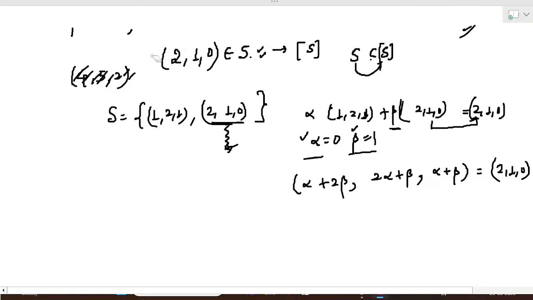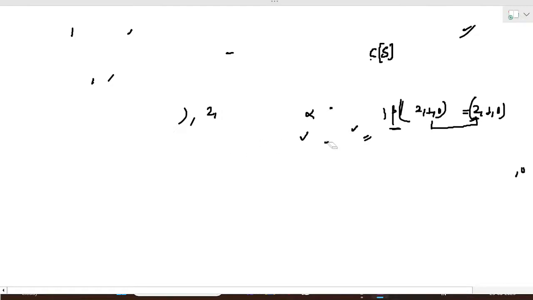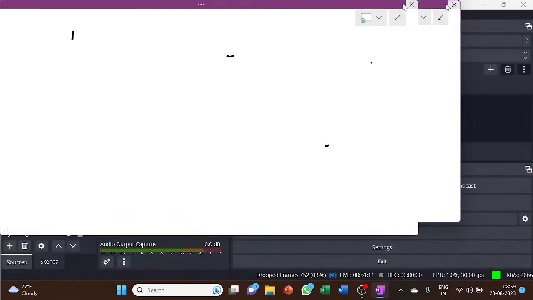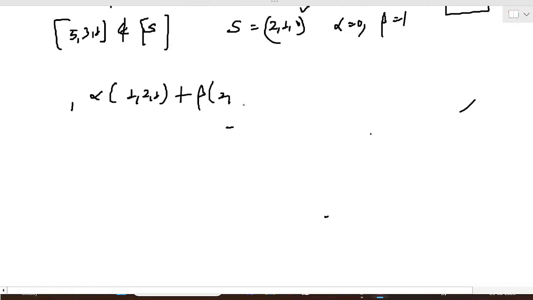Probably that is a mistake that we were doing. That is why we could not verify it. Is that clear? Not clear? Siddhi, is that clear? Let us see. Just let me help myself here a little bit. So this is 1, this is 2. So what was the term? Alpha 1 comma 2 comma 1, and then you have this beta 2 comma 1 comma 0, and you have to see whether it forms 2 comma 1 comma 0 or not. So if that's the case, alpha is equal to 0 clearly.